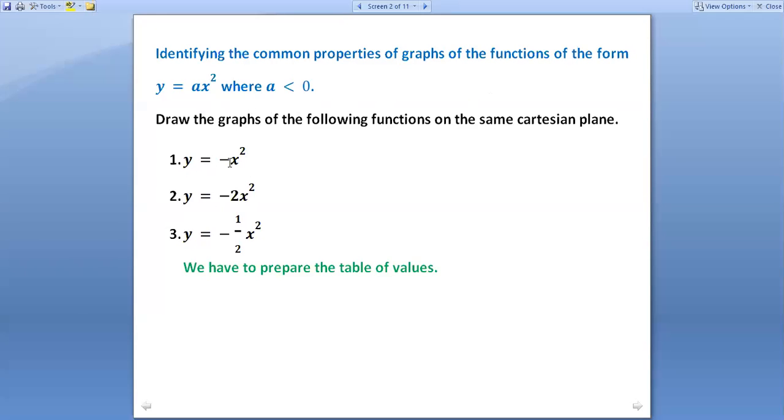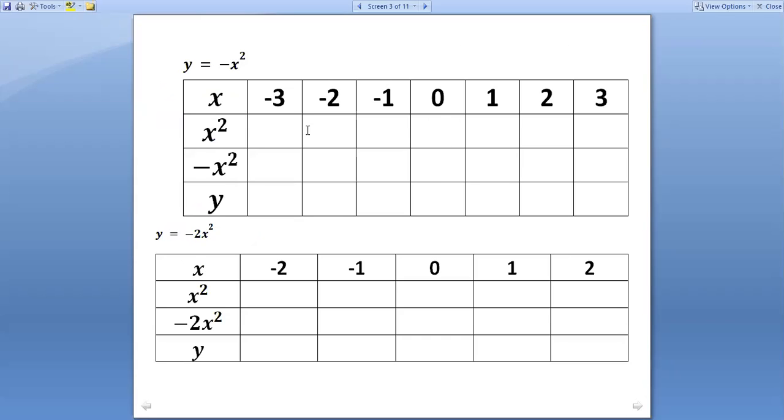So, to identify the common properties when a takes a negative value, let us draw several graphs. I have taken three functions. First one is y equals negative x squared. The second one is y equals negative 2x squared. And the third one is y equals negative half x squared. In order to draw this graph, first we have to prepare the table of values. So I have made three tables and we have to fill them.